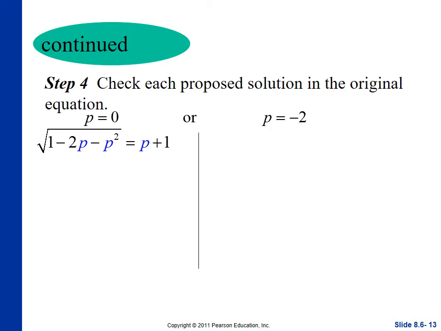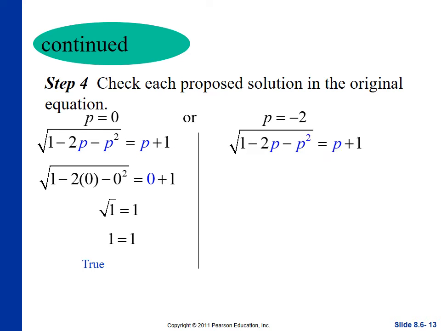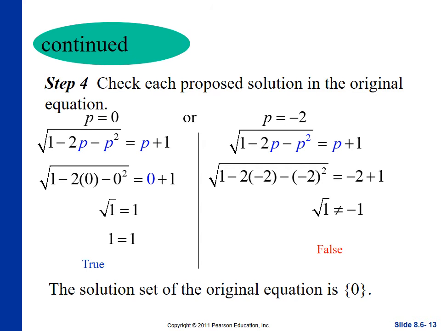So you're going to take p out, put 0 in. So it becomes the square root of 1 equals 1. Well, that's true, right? So that's all done. Over here we put in negative 2. So 1 minus 2 times negative 2 minus negative 2 squared. We end up with the square root of 1 equals negative 1. That's not correct. That's false. So the solution set to the original equation is 0.